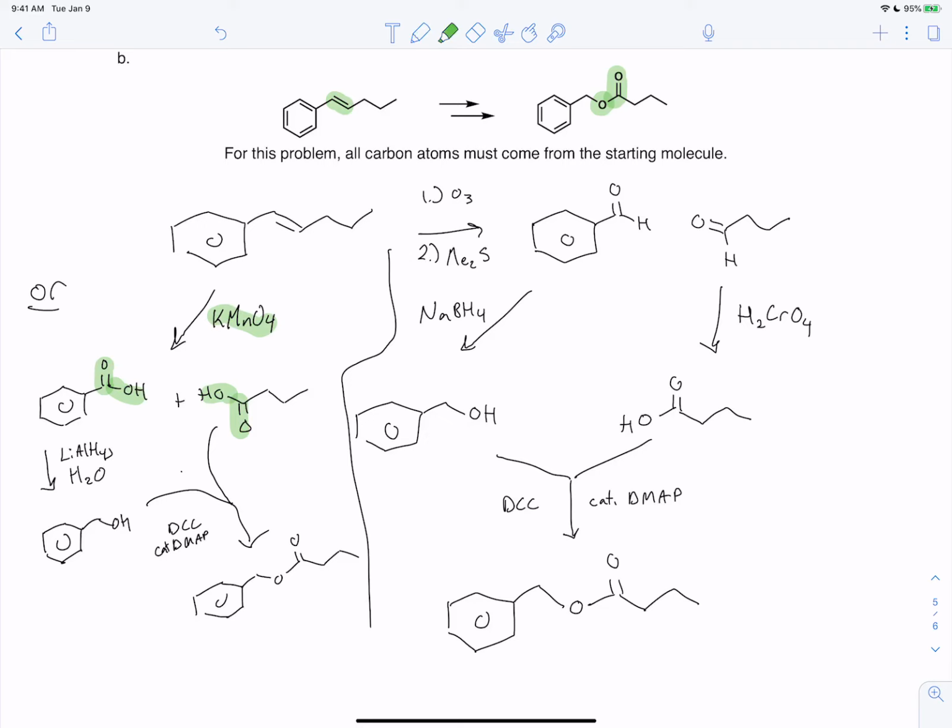Alternatively, you could use ozone. These reactions tend to work better. So this is the first way that came to mind for me when I thought about how to do this. And then we need to do 2 different oxidation state manipulations. We need to reduce the aldehyde to a primary alcohol. We need to oxidize the aldehyde to a carboxylic acid, and you can do the same DCC-DMAP esterification reaction.